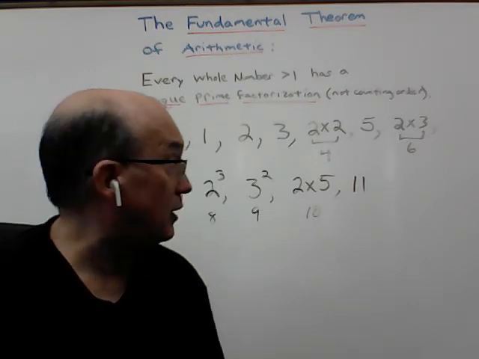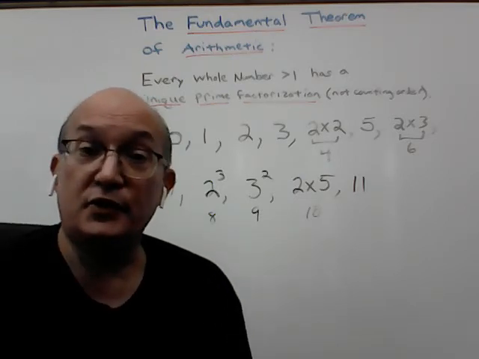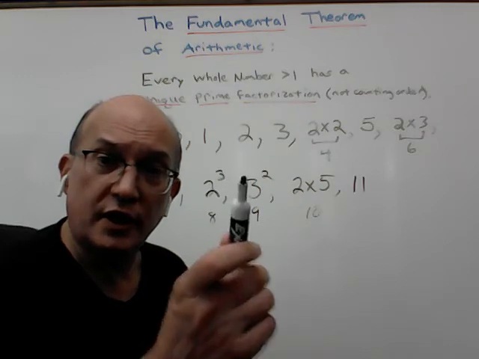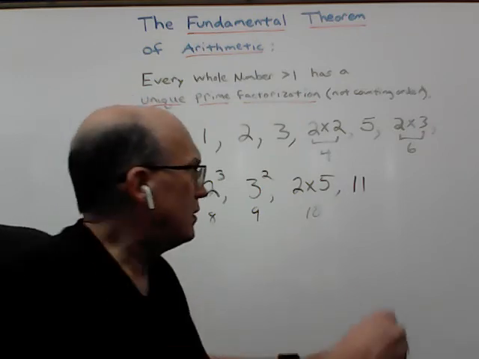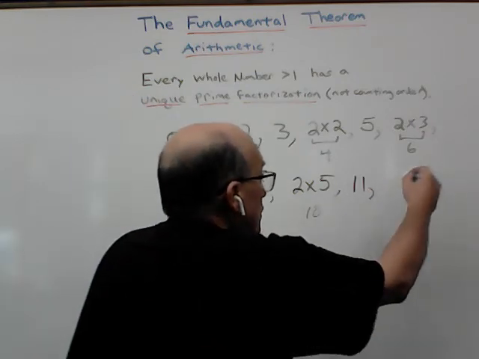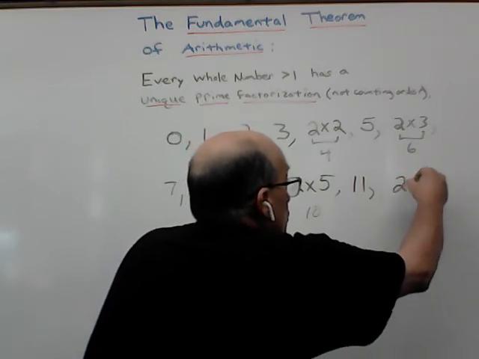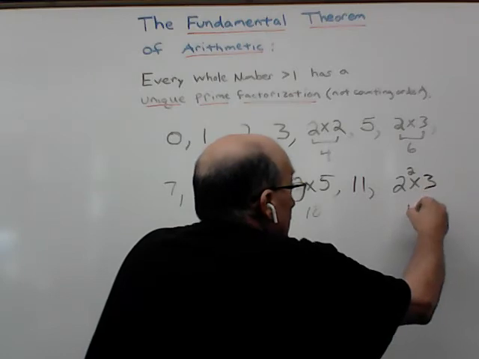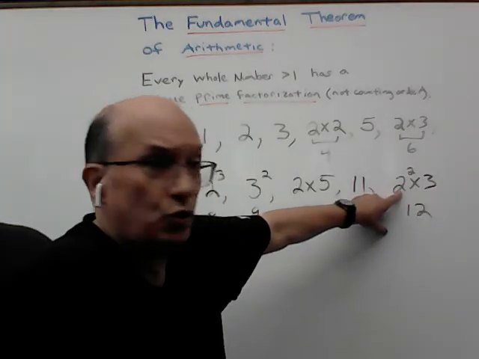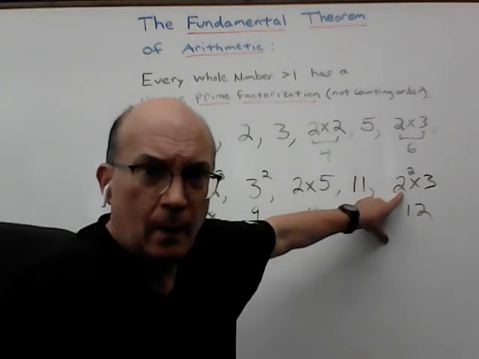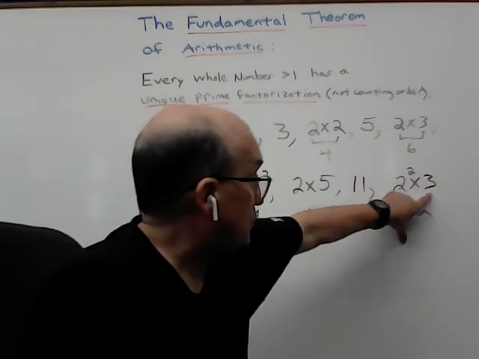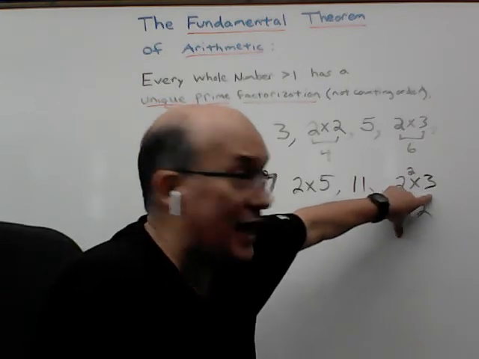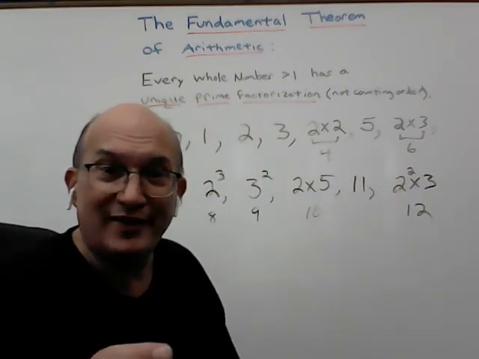The next whole number is 12. 12 is 2 times 2 times 3. I'm going to write it using the abbreviation of exponents, 2 to the 2 power times 3. That's 12. 2 to the 2 power means 2 times 2. That's 4 times 3 is 12. This is the prime factorization of 12.